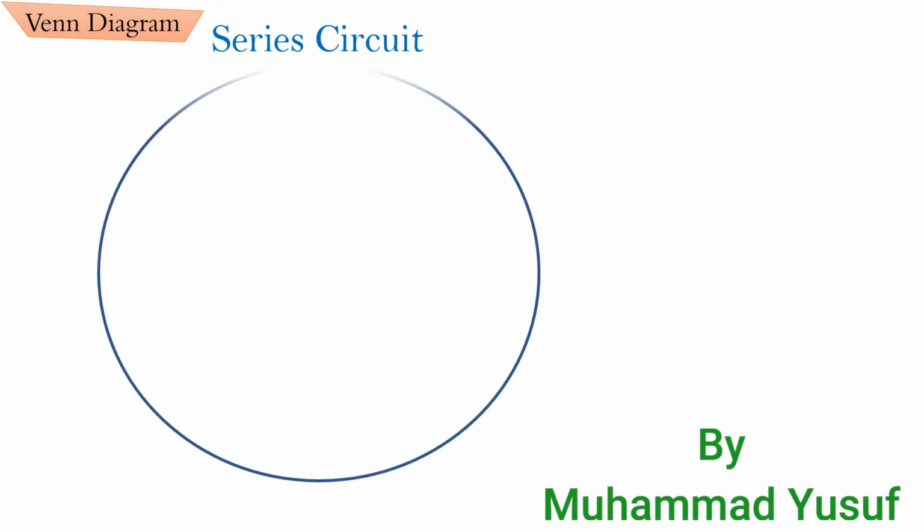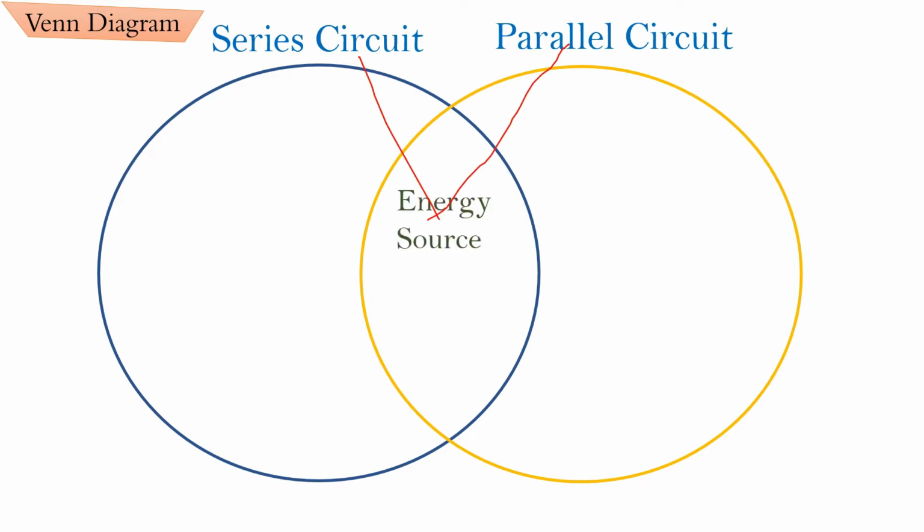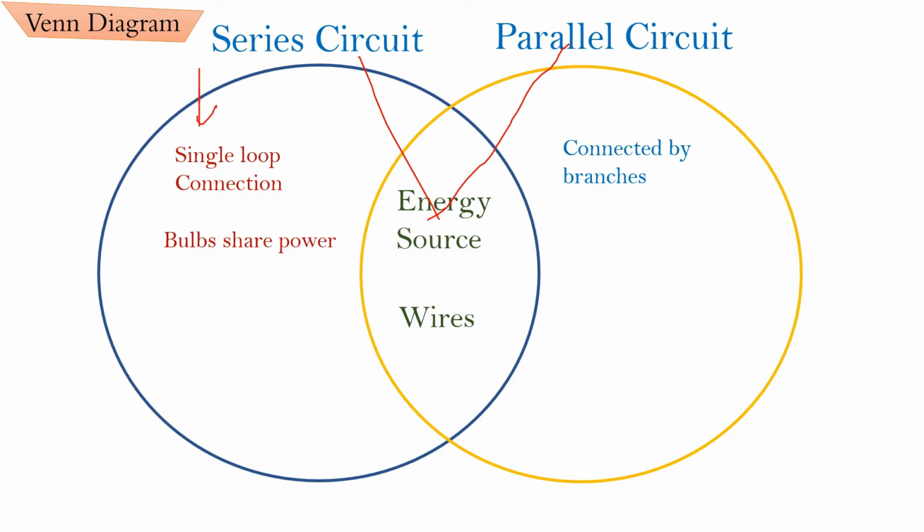Let's see an example of a Venn diagram. We have two topics, like series circuit and parallel circuit. The similarity of parallel circuit and series circuit can be written here in the middle, like they both have an energy source and they both use wire. The unique features of series circuit can be written in the circle of series circuit. So these are the single loop connection, and they are connected by branches in a parallel circuit.